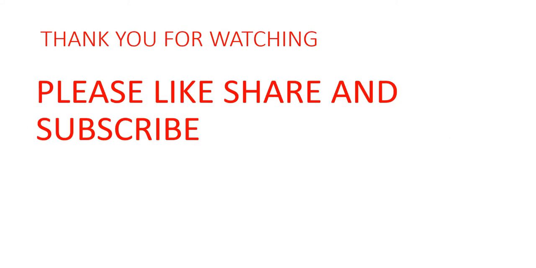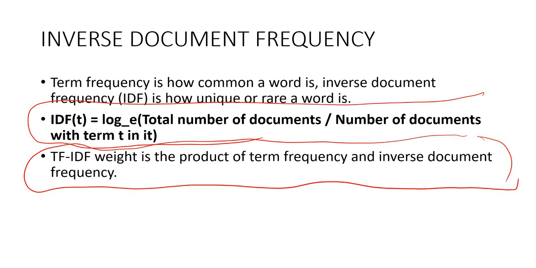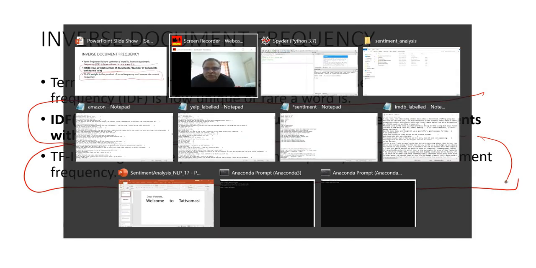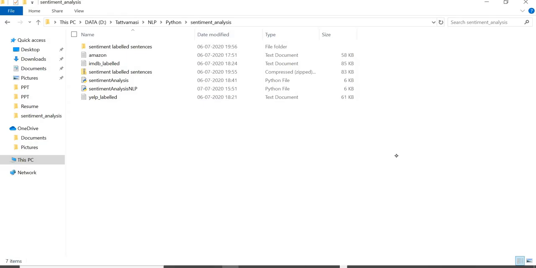Now I will get into the implementation part. First I will show you the data set. You can see here it is saved as amazon, imdb_labeled, and yelp_labeled.